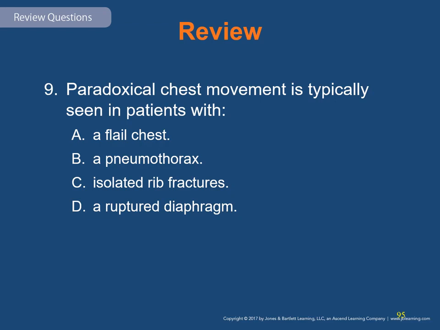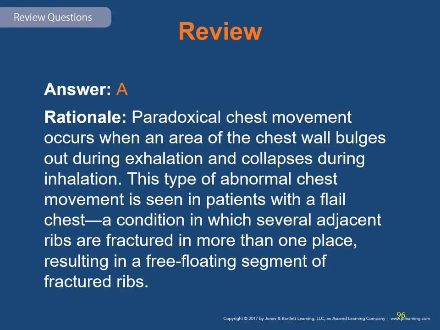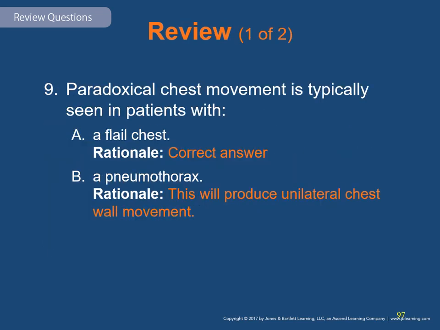A. Flail chest. B. A pneumothorax. C. Isolated rib fractures. D. Ruptured diaphragm. The correct answer is A. Paradoxical chest movement occurs when an area of the chest wall bulges out during exhalation and collapses in during inhalation. This type of abnormal chest movement is seen in patients with a flail chest, a condition in which several adjacent ribs are fractured in more than one place, resulting in a free-floating segment of fractured ribs. A is the correct answer.